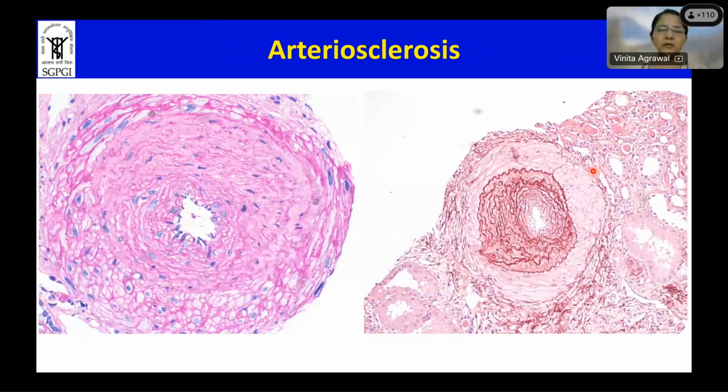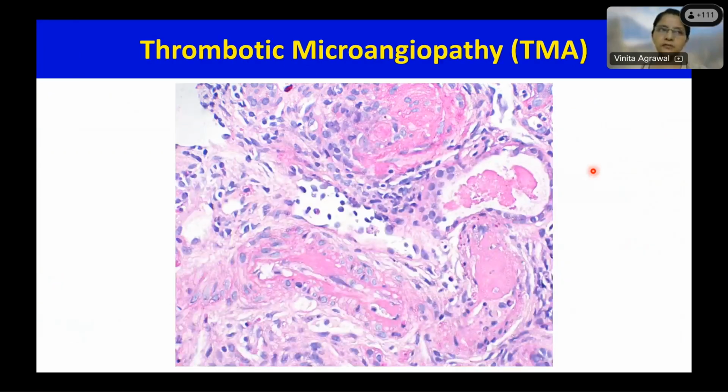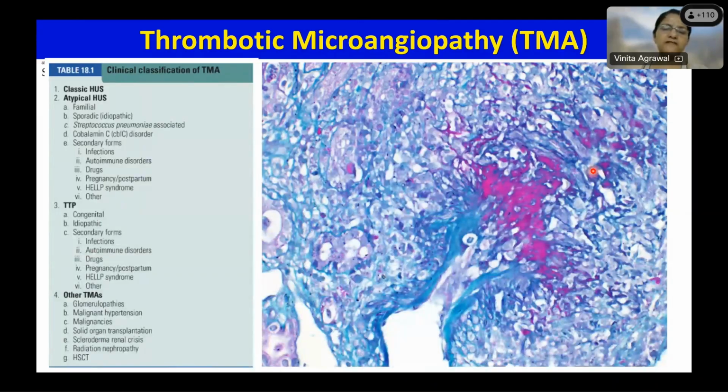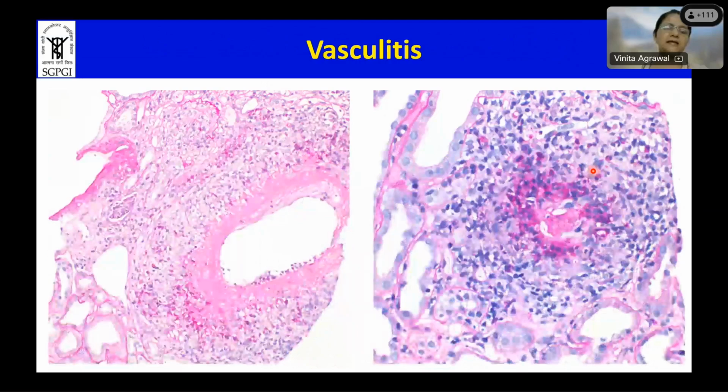This is something about thrombotic microangiopathy, again, which will be covered by Dr. Alok Sharma. Again, we have to look at Masson's trichrome stain to look for thrombotic microangiopathy. These are the different conditions which can produce TMA. And of course, sometimes, rarely, you may also have vasculitis in the biopsies. And these are the typical patterns of vascular injury.